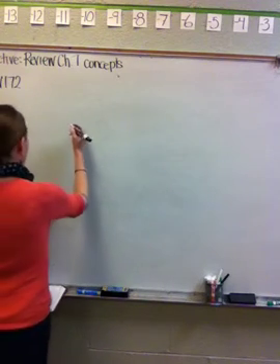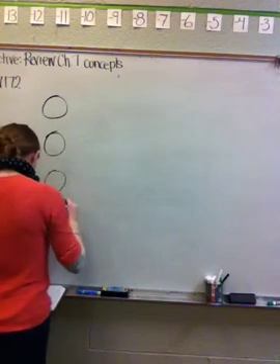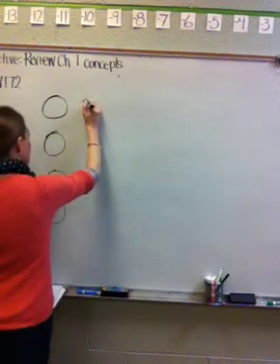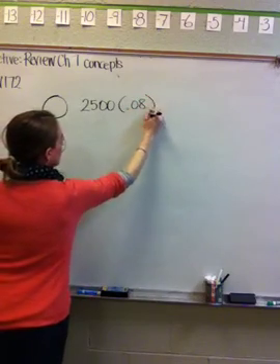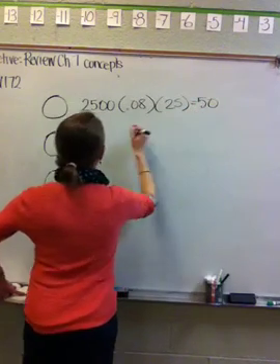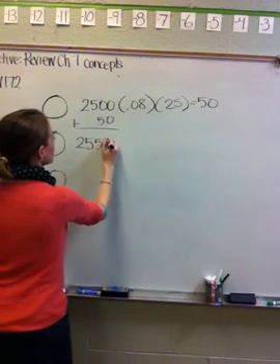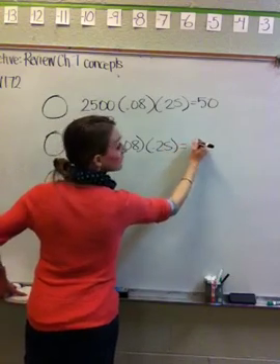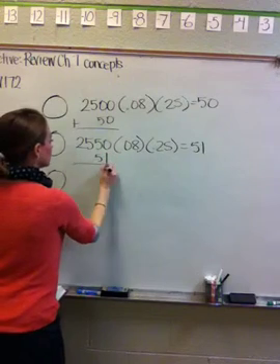You have quarterly, so you're going to have a snowball, it's going to collect and collect. So you've got your first quarter: 2,500 times 0.08 times 0.25 equals 50. You add your 50 and you get 2,550 times 0.08 times 0.25, and you get 51. Exactly? Yes. Okay, add your 51.